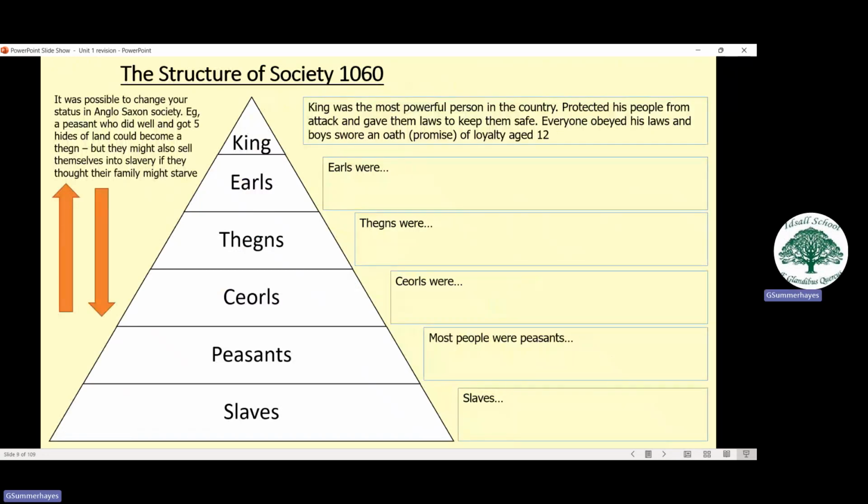So that's just the same structure of society. You could potentially move up and down, more so than when the Normans came along. Like I said, peasants could sell themselves into slavery and slaves could get their freedom, and peasants could become a churl or a thane, and a thane could become an earl. And as we see, Harold Godwinson was an earl that became a king.